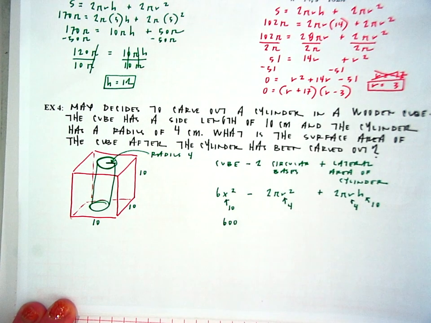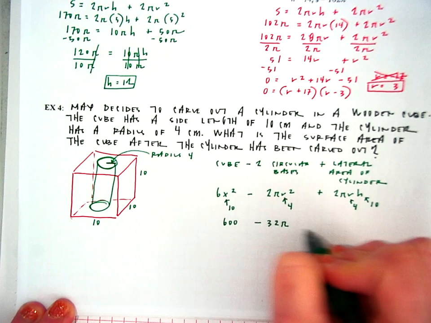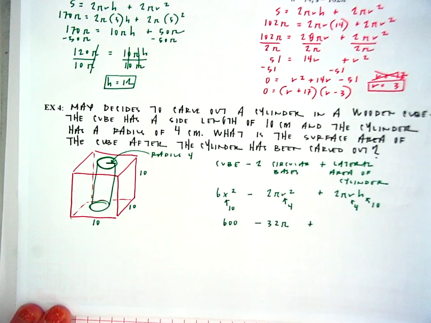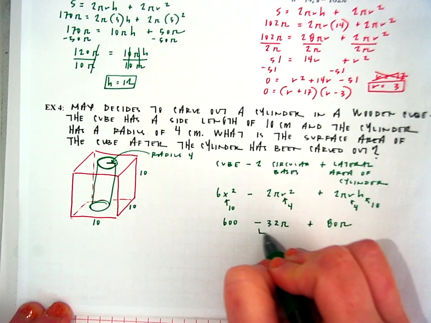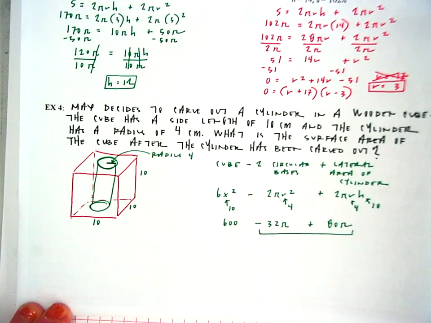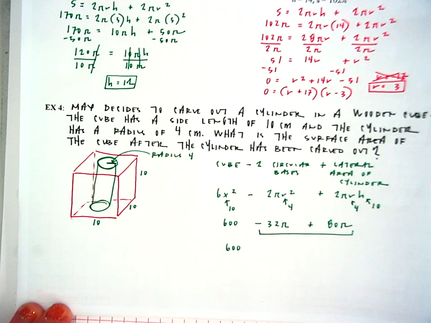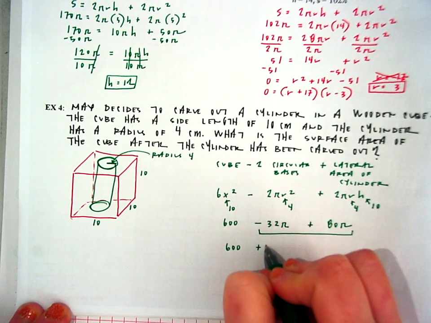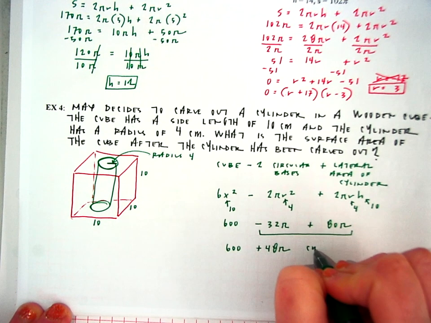Take away those two circular bases. So I'm taking away the 32 pi right here, but I have to add back that curved lateral face of the cylinder, the lateral area of the cylinder. So I'm adding back an 80 pi. The only two numbers that I can combine here are these two, because those are my only like terms. So I get 600 from my cube, take away the two circular bases, add back the lateral area of the cylinder, combines to be 48 pi right here. So I get 600 plus 48 pi centimeters squared.